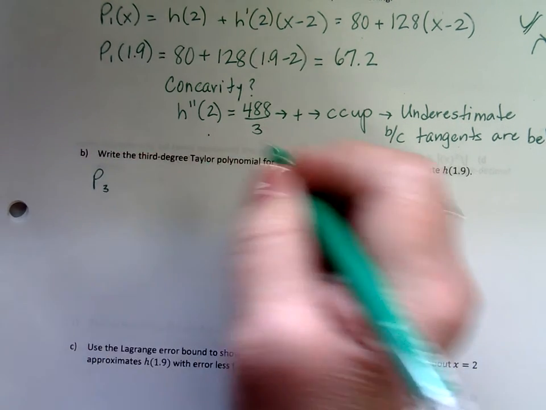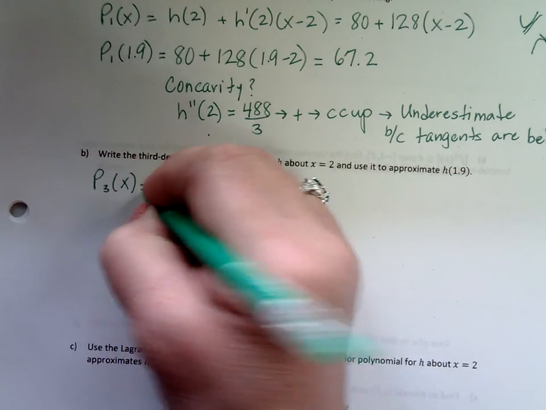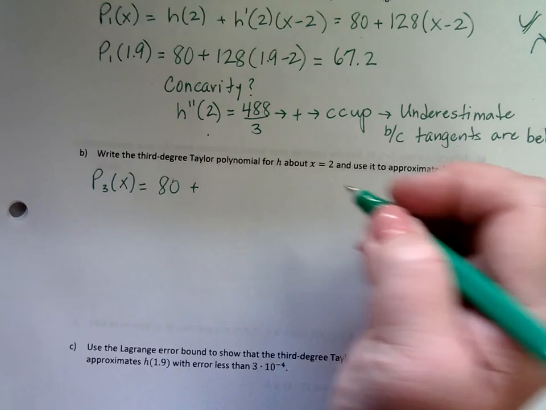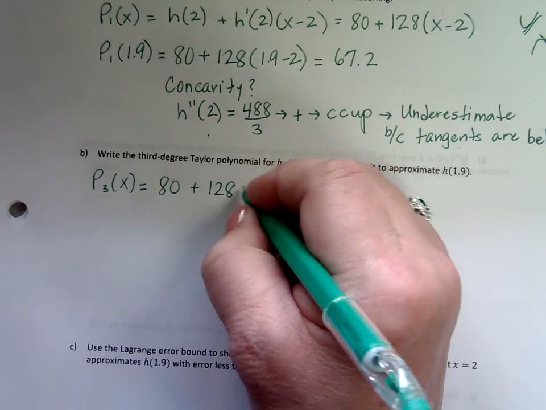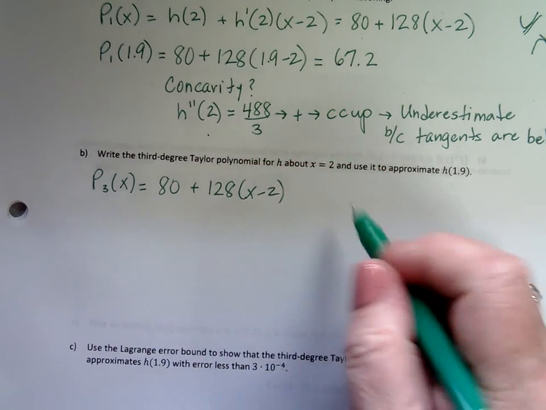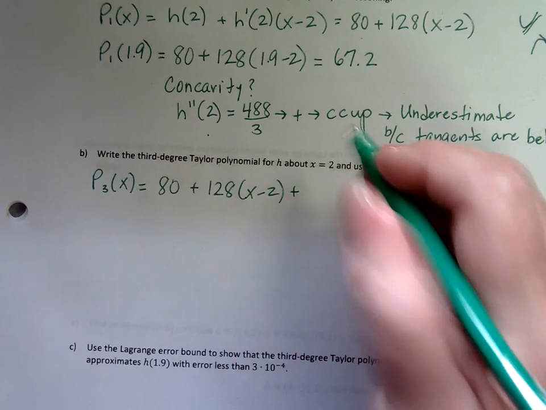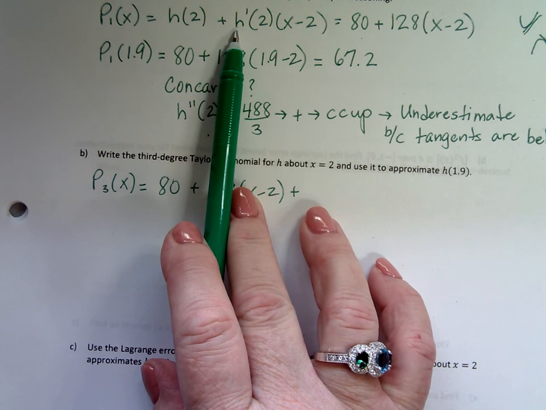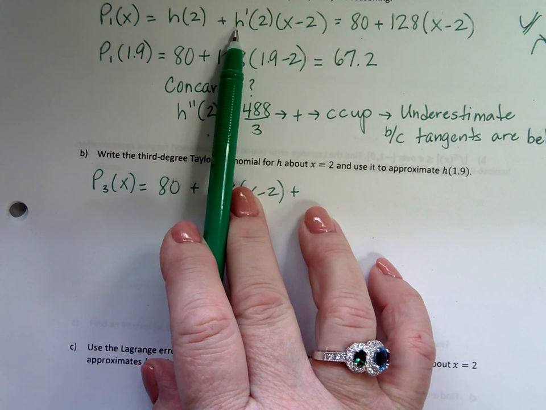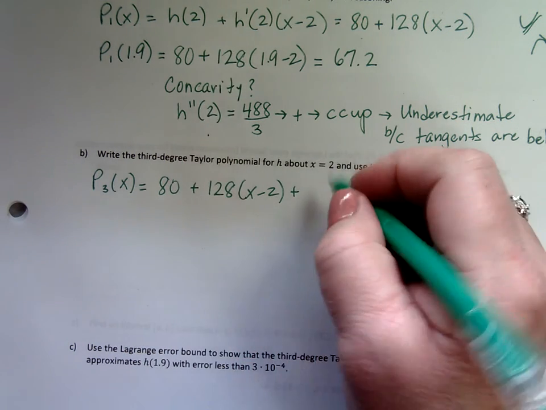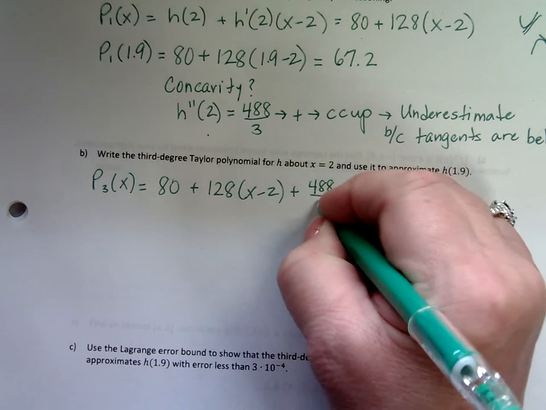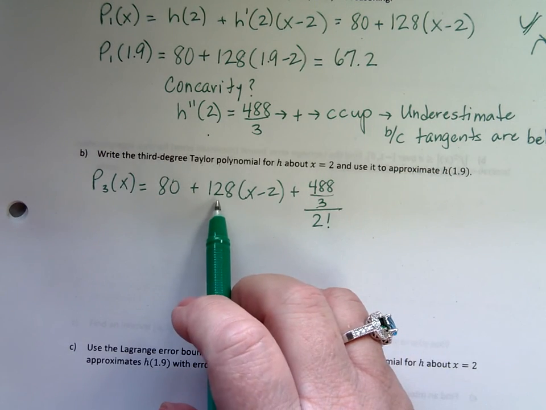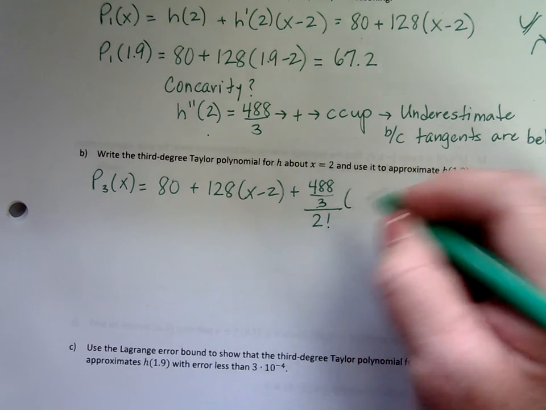So I know it goes 80 plus 128 times (x minus 2). Now the next term would come from, this was the first derivative when I did it. Now I want the second derivative. The second derivative at 2 is your 488 over 3. But that's over 2 factorial. I didn't need that one here, it was over 1 factorial. But this one's over 2 factorial, and I have my group, x minus 2, that's now being squared.